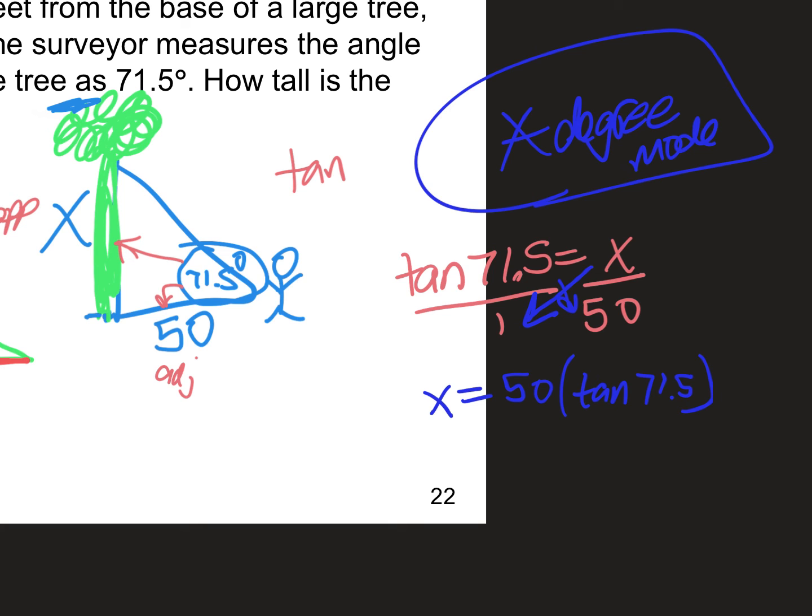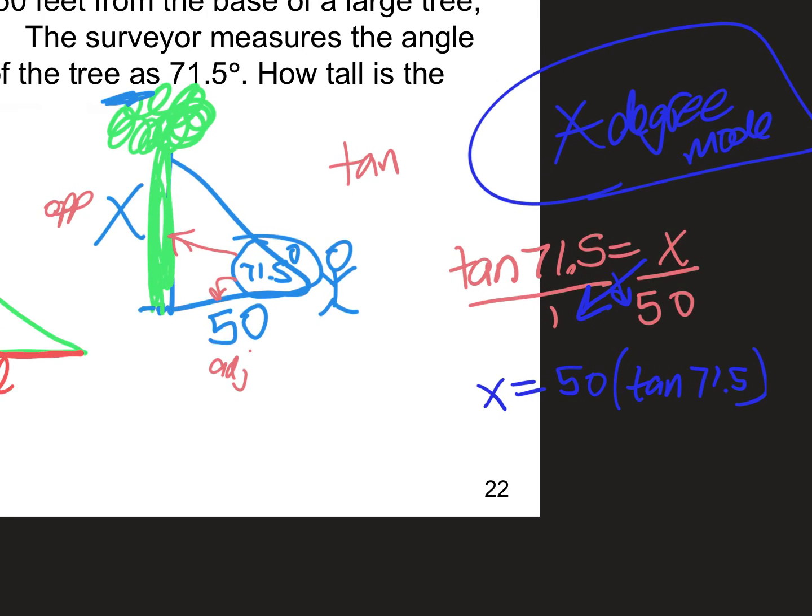But what you would do is simply hit 50 times the tangent of 71.5. Now in class today, some people were doing this and they got some really crazy answers like 0.034. These are word problems and they're applicable to real life. So we need to understand that I'm talking about a person standing 50 feet away from a tree. And I want to know how tall the tree is.